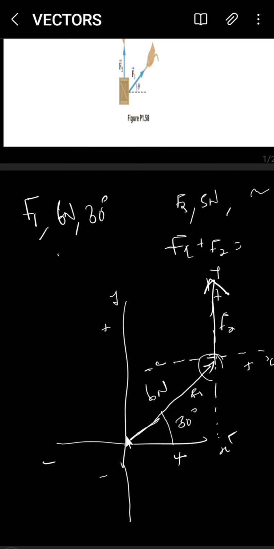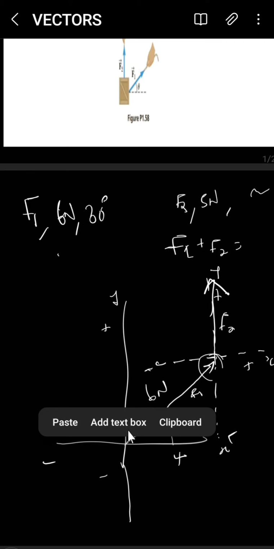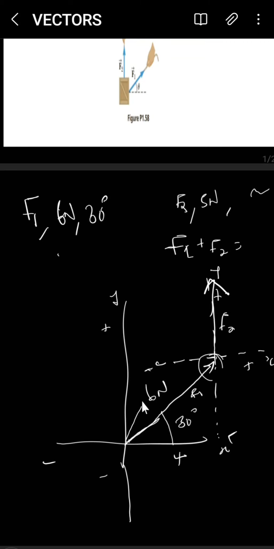Okay, so our resultant will be from the tail of the first vector to the head of the last vector. So this is going to be your resultant vector.